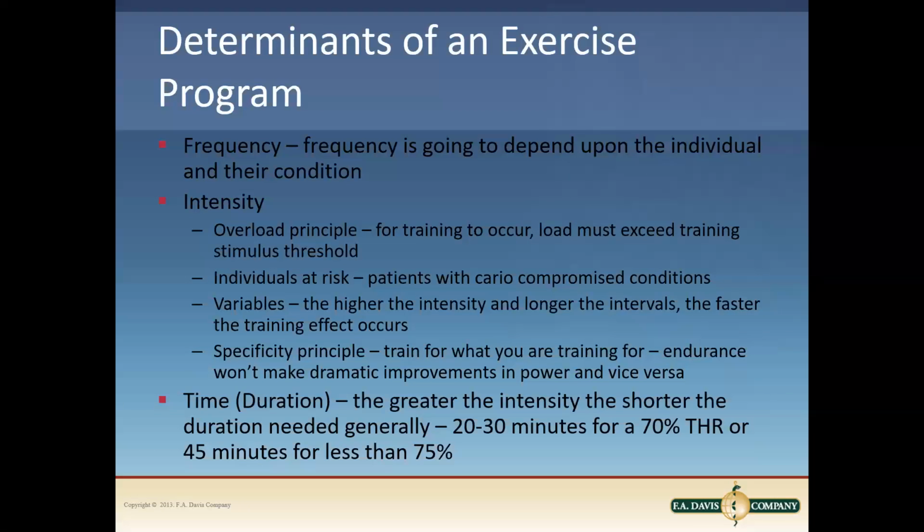That specificity principle says you want to train for what you're training for, right? Endurance won't make dramatic improvements in power and vice versa. So if I want to become powerful, I've got to do power activities. If I want to improve my endurance, I've got to do endurance activities. If I want to improve both, I have to work on both, right?